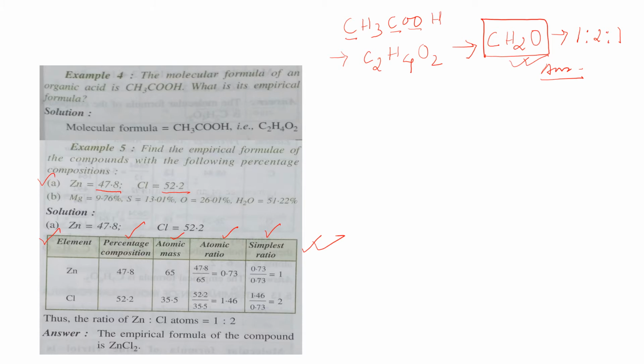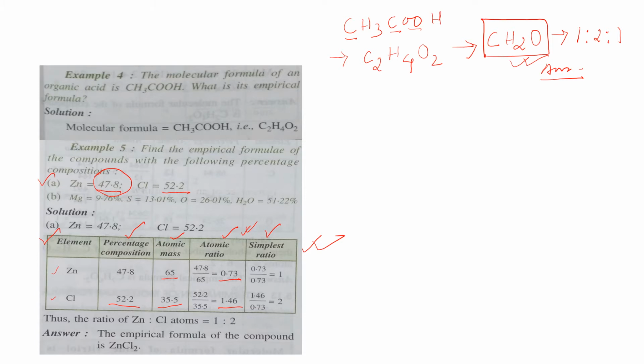So first I have written zinc is the element, chlorine is the element. Okay. Now the percentage of zinc is given 47.8. So I have written percentage composition for zinc is 47.8 and chlorine is 52.2. Now the atomic mass of zinc is 65 and atomic mass of chlorine is 35.5. Now just divide the percentage composition by atomic mass. This will give you atomic ratio. So after dividing 47.8 by 65, I am getting 0.73 and 52.2 by 35.5 is giving 1.46.